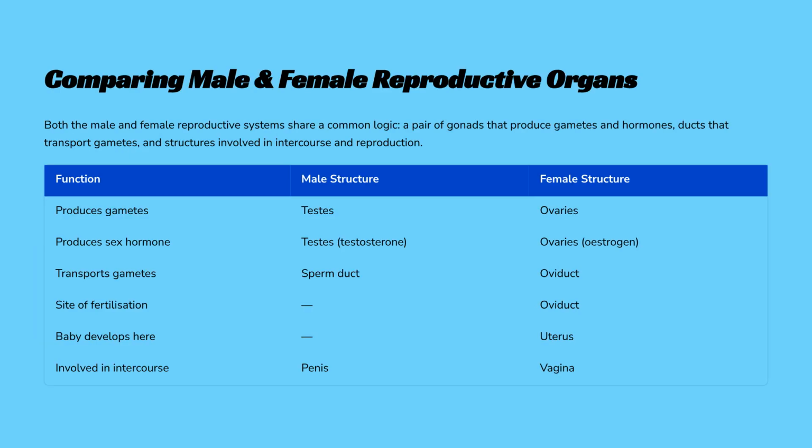Male and female systems share a similar logical structure: gonads that produce gametes and hormones, specialized ducts for transport, and structures adapted for reproduction. While different in form, both systems are perfectly evolved to unite genetic material.